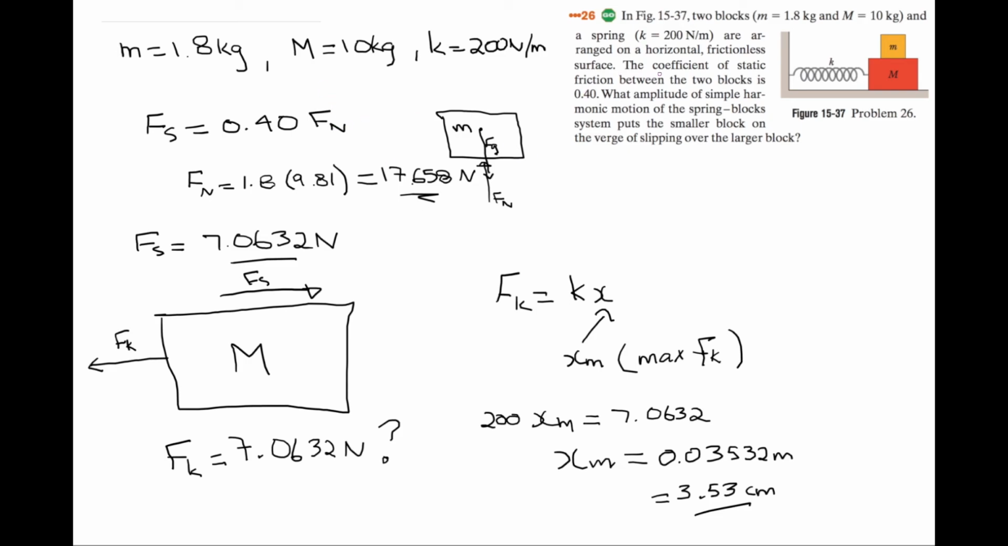So for this sort of problem, the moment when the top block moves is when the static friction is equal to 0.4, the coefficient of friction, times the normal force. That's right when the block is about to move. So you set that at maximum, and then you analyze the bottom block to find the maximum spring force that can occur before the static friction force is equal to that. Then using that maximum spring force and the spring constant, you can find the amplitude, because that's when the maximum spring force will occur, and then you can simply solve for the amplitude.